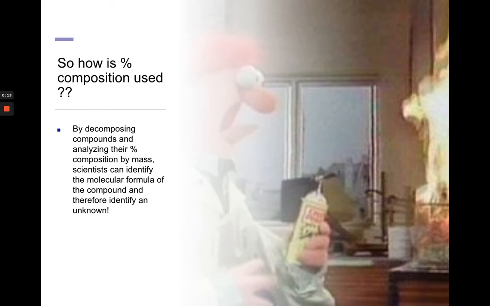We've been talking in previous lessons about percent composition by mass. So how is percent composition used? By decomposing compounds and analyzing their percent composition by mass, scientists can identify the molecular formula of the compound and therefore identify an unknown. This is an important tool in investigating unknown compounds that may be found in crime scenes, in water supplies, in a variety of uses.